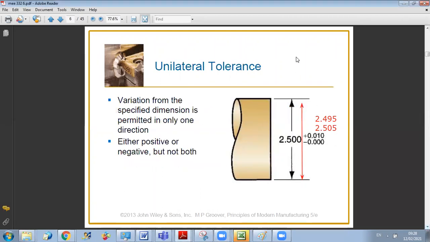In other cases, you might have tolerance just from one side. This is called unilateral tolerance. So you can have a dimension higher than the specified dimension or lower than the specified dimension, but not in both directions. Okay. So the variation can be either positive or negative, but not both.